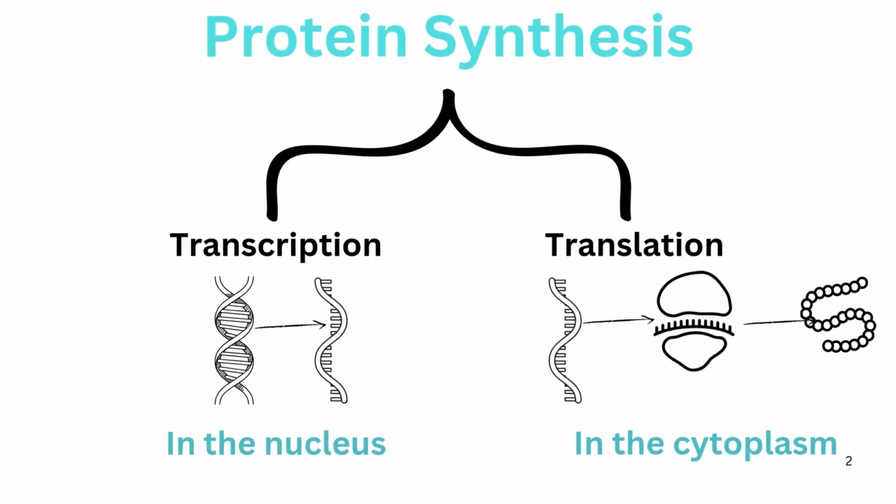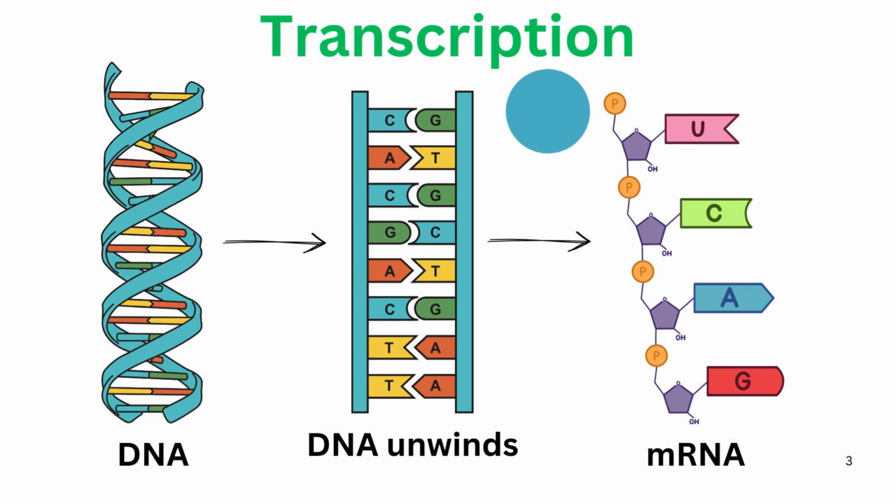Now, protein synthesis is the process by which our DNA instructions are turned into proteins, and this happens in two stages. These two stages are called transcription, which happens in the nucleus, and translation, which happens in the cytoplasm. During transcription, the DNA unwinds and the RNA polymerase enters the DNA and uses one strand of the DNA as a template for the mRNA. As you can see, the mRNA is one strand because this is a copy of our DNA.